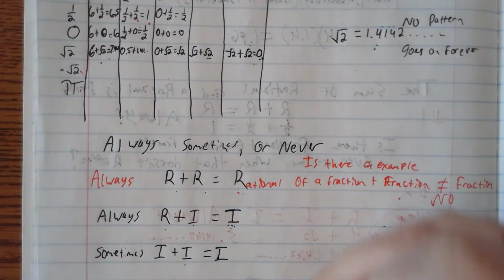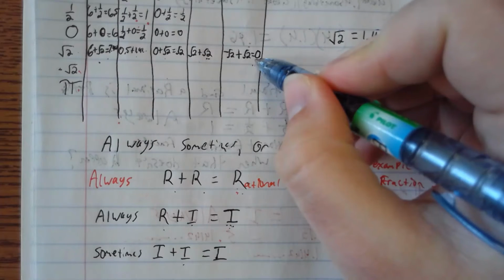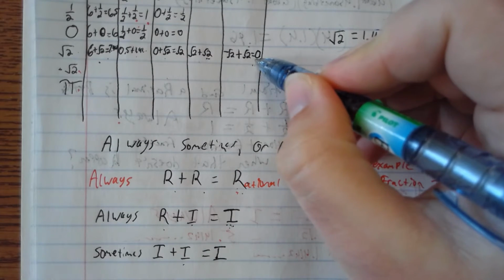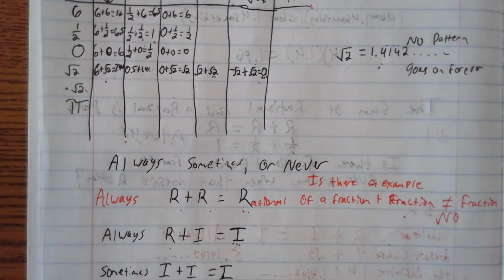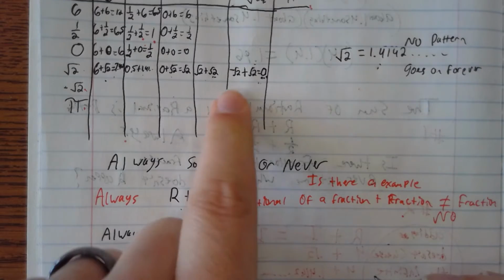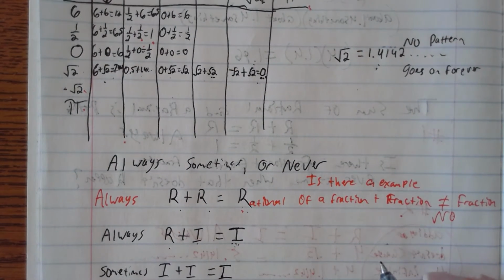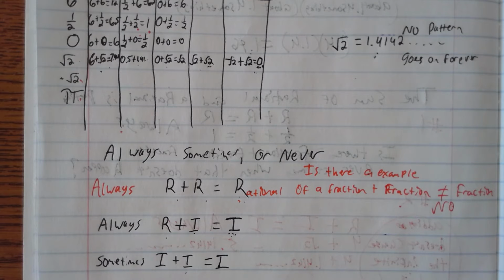And our example would be right here, right? We got 0. That's not irrational. 0 is a rational number because it can be written as a fraction, 0 divided by any number. And so this is an example where you have an irrational plus an irrational to get a rational. So that's why this is a sometimes, because it happens sometimes.